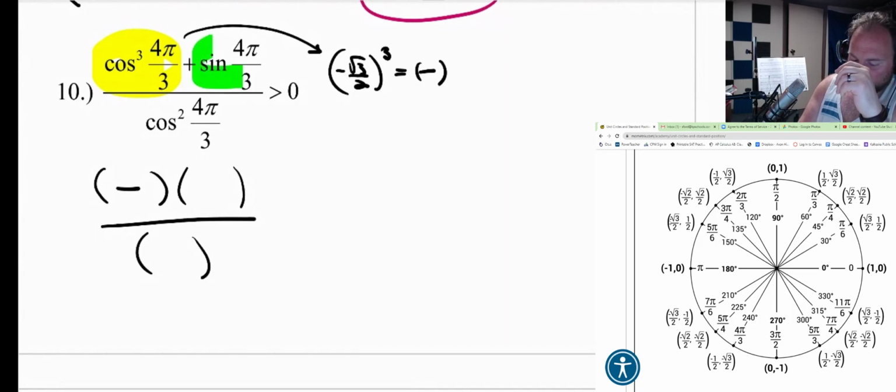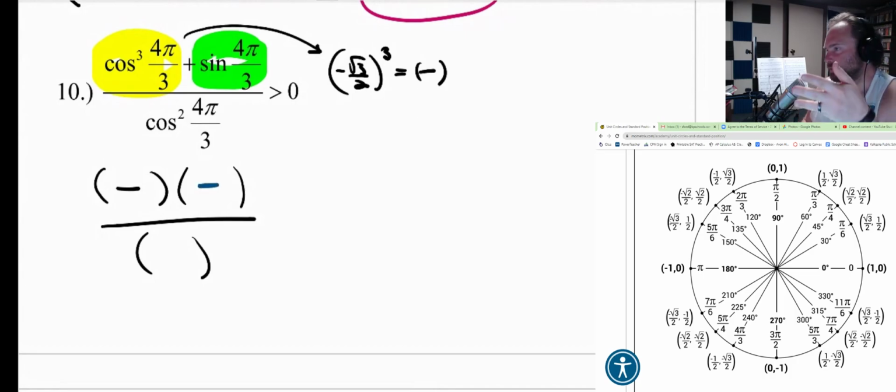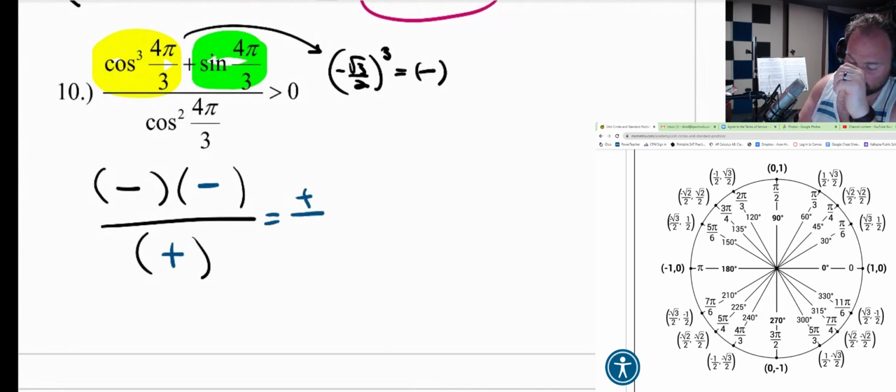Let's talk about the sine of 4 pi over 3. Is it positive or negative? It's going to be negative because it's in the third quadrant. We already know everything in the third quadrant is negative except for tangent. Cosine squared of 4 pi over 3 doesn't matter what it is. Squaring something always makes it positive. So this ends up being a positive number divided by a positive number, and that is a positive number. So this is also true.